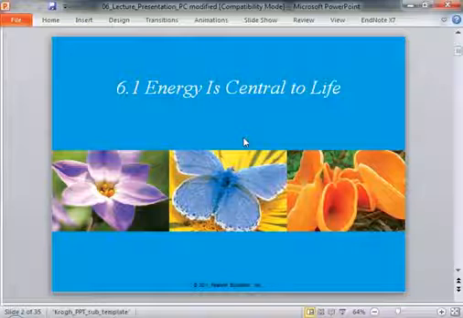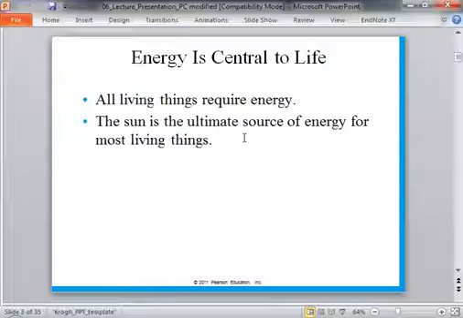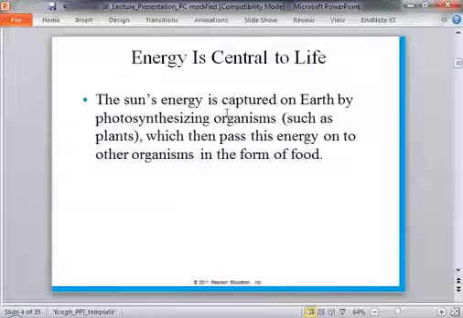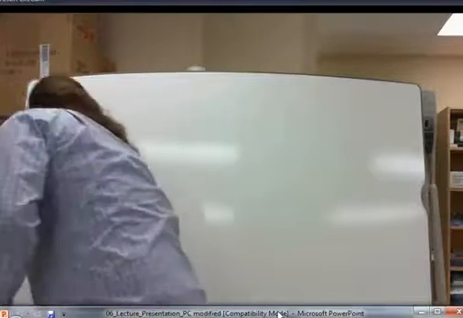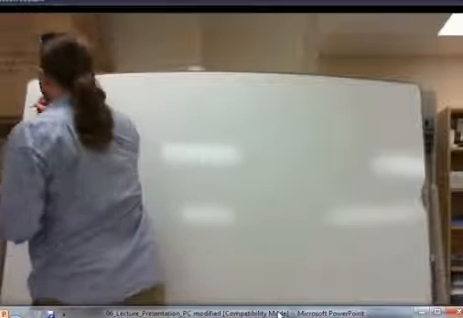And this chapter was all about energy, and energy is essential to life. All living things require energy, and if you recall, metabolism or the use of energy was even one of the requirements for life from chapter 1. The sun is the ultimate source of energy for most living things, and that's because the sun's energy is captured on Earth by photosynthesizing organisms, such as plants, which then passes energy on to other organisms in the form of food.